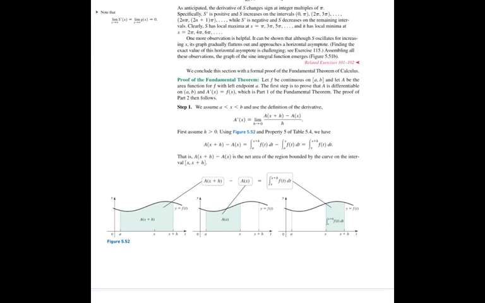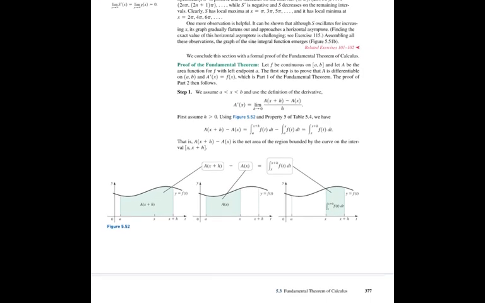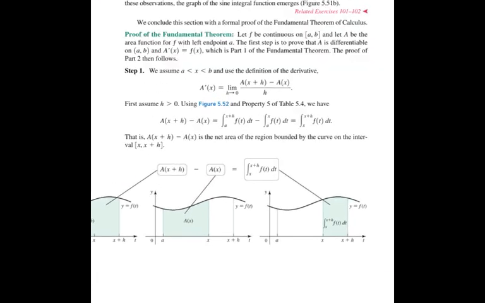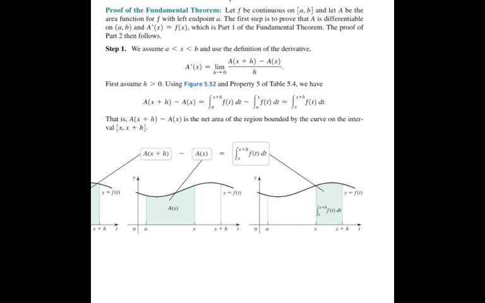Proof of the fundamental theorem. I think I do want to take a moment to look at this though. So we have this proof. Now we're just doing a read along here, and then we're going to wrap this up.